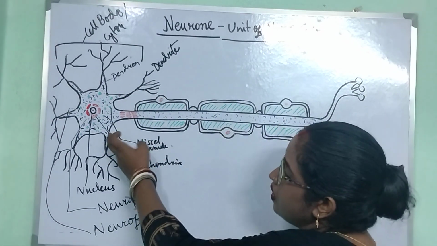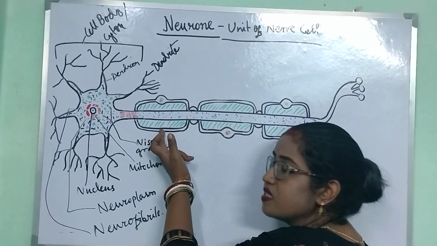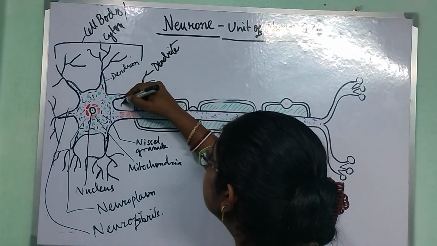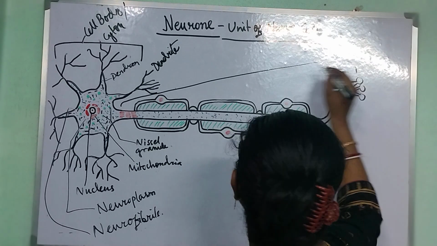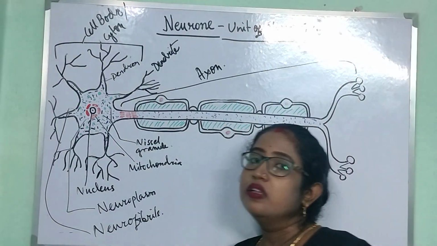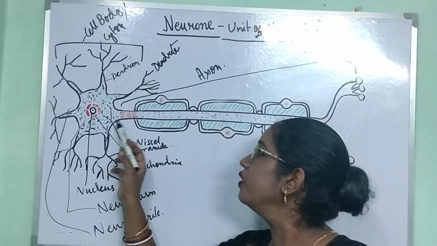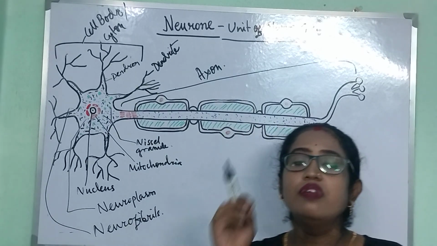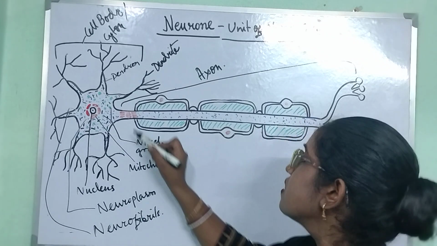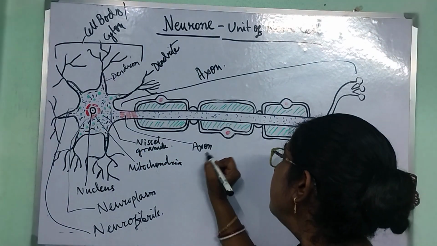Then there is a long fiber-like projection that arises from the cell body. This long fiber-like projection, from here to the end, is known as axon. The junction from where the axon arises from the cell body is guarded by small fiber-like structures. These fiber-like projections are known as axon hillock.